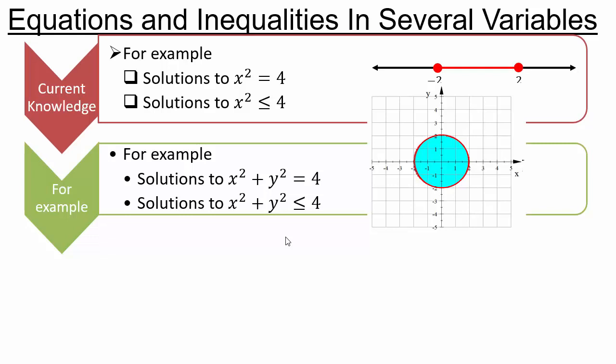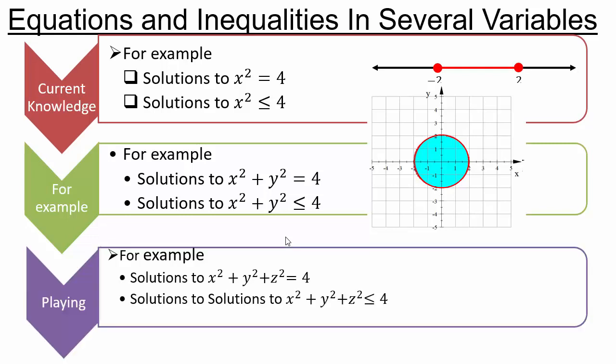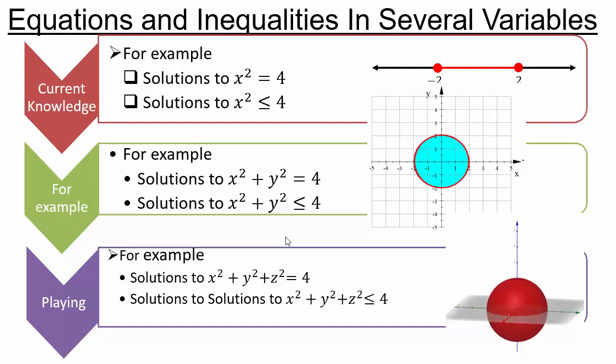Well, what if instead of two variables, you have three variables? So let's say x squared plus y squared plus z squared equals 4. Then you will be in three-dimensional space. The equivalent shape of a circle in 3 dimensions would be a sphere. So x squared plus y squared plus z squared equals 4 represents a sphere of radius 2 and center (0, 0, 0).